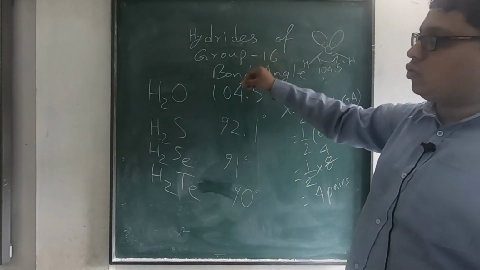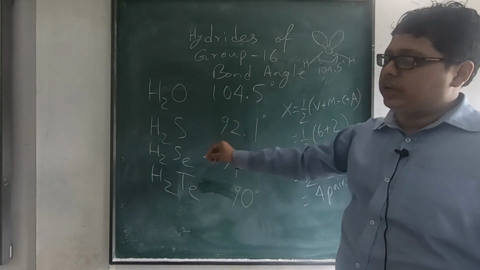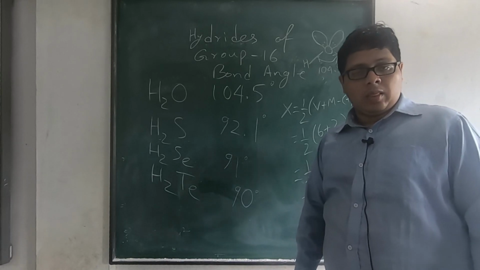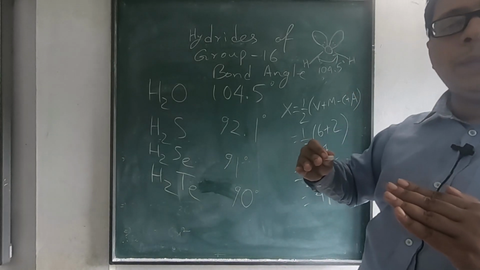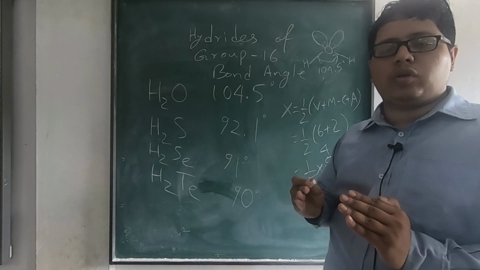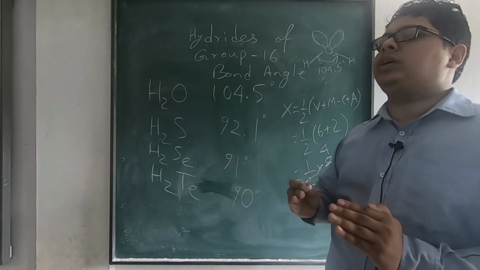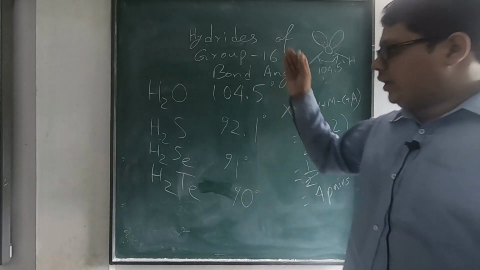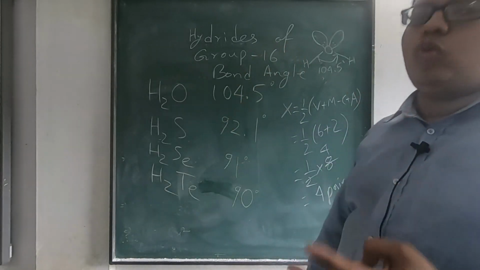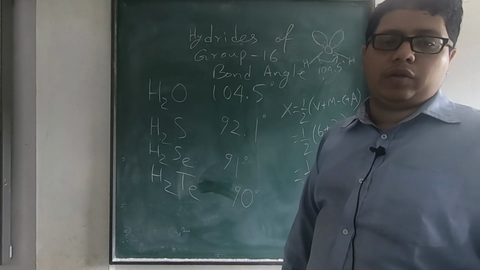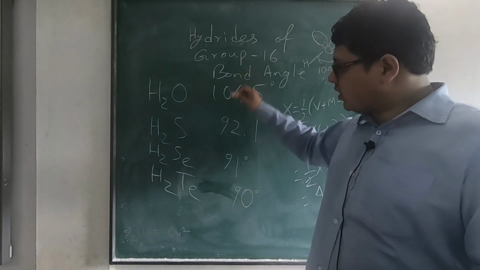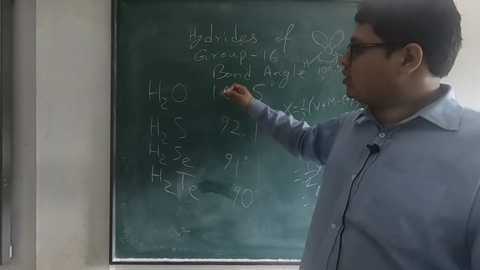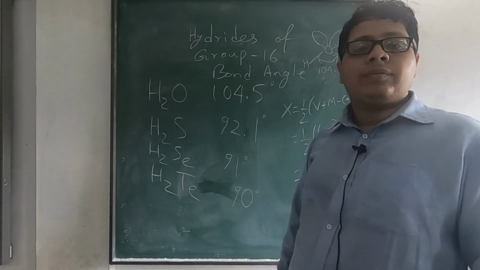And it will happen so in the case of H2S also, in the case of H2Se also, in the case of H2Te also. In every case, the bond angle will become smaller than 109 degree 28 minute because of the repulsion due to the lone pair of electrons. Now each and every one of them has the same 2 lone pairs of electrons, right? So why is there a decrease in the bond angle from here to here?